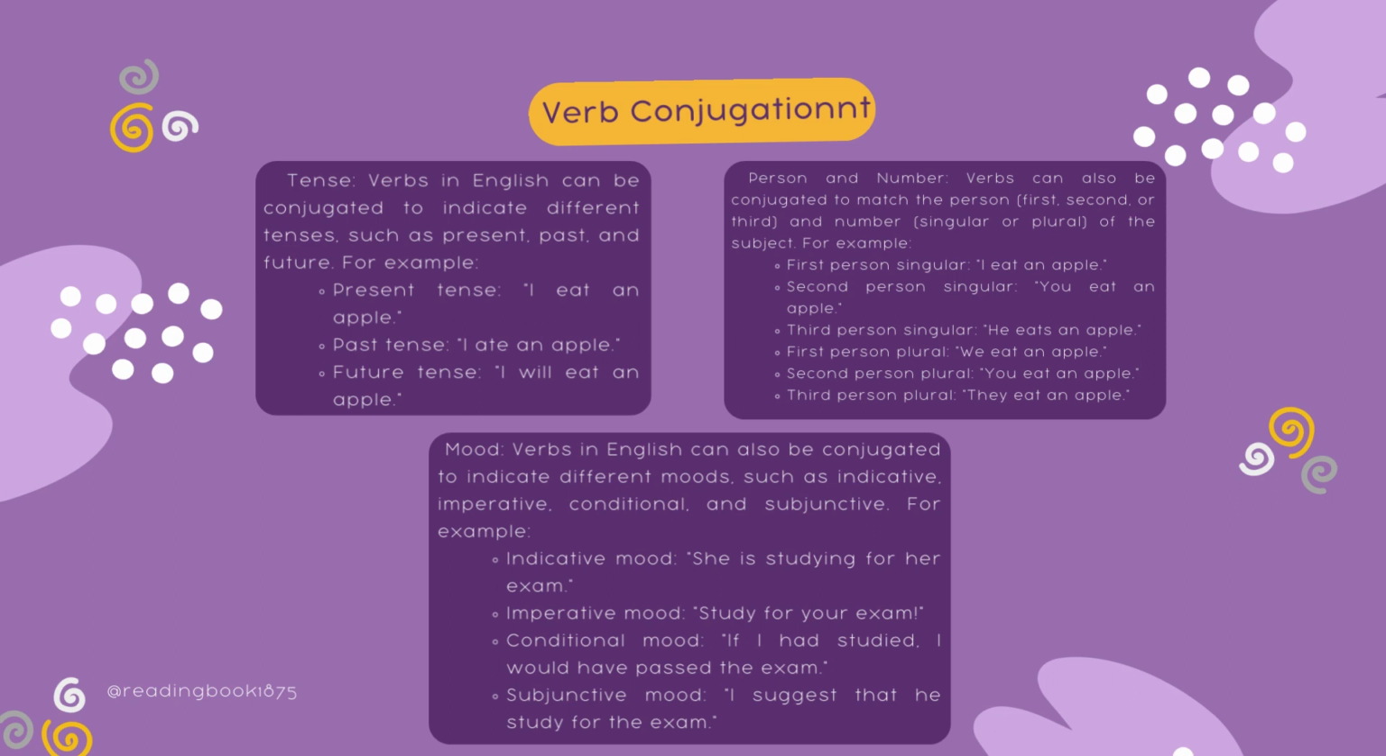Mood. Verbs in English can also be conjugated to indicate different moods, such as indicative, imperative, conditional, and subjunctive. For example, indicative mood: she is studying for her exam. Imperative mood: study for your exam. Conditional mood: if I had studied, I would have passed the exam. Subjunctive mood: I suggest that he study for the exam.